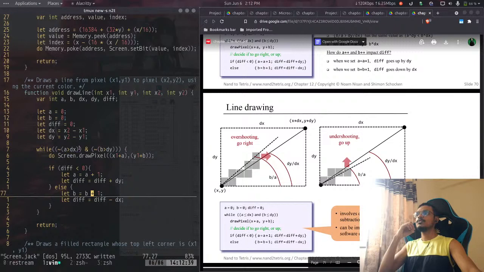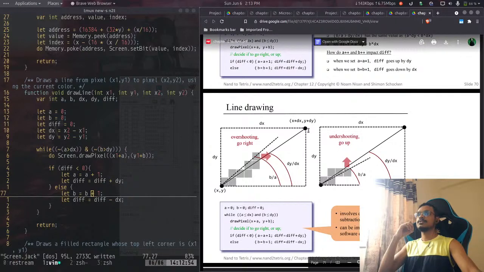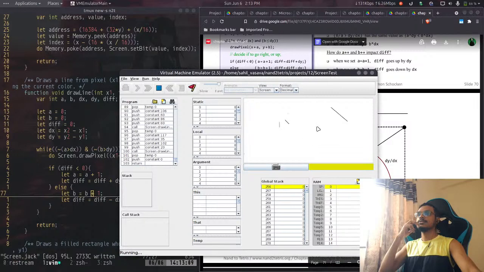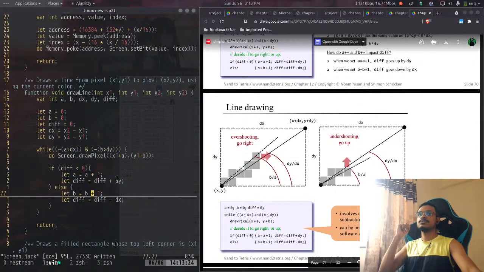So this loop will run until a is less than or equal to dx and b is less than or equal to dy, right? So until we reach this final point. But the thing is, in this line x is increasing as well as y is increasing, right? So that's why this algorithm seems to be working.